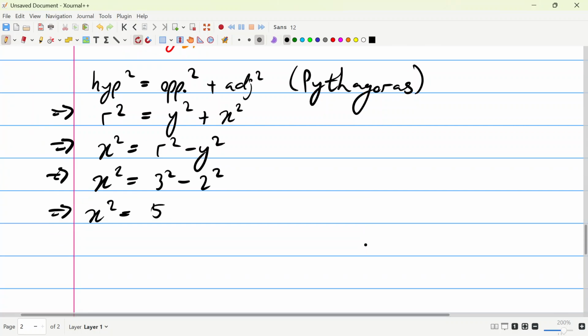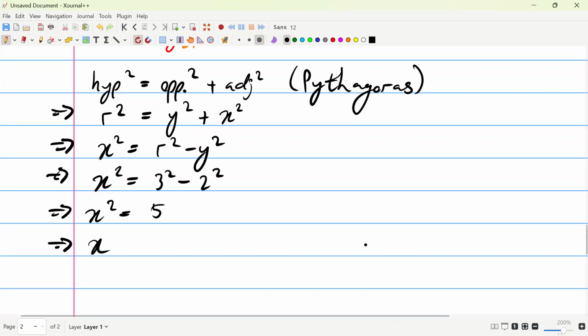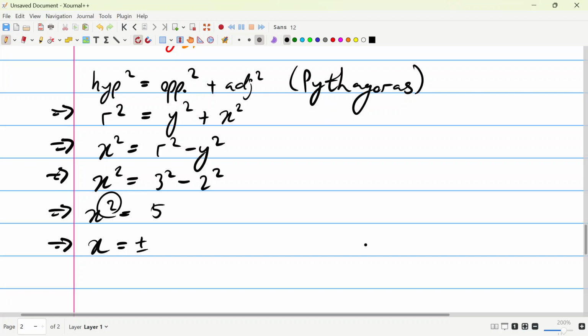And then from here, we are going to have to square root both sides, okay? Because whenever you have a square, you want to get rid of that square by square rooting both sides. So we have x is equal to plus or minus. Remember, it's an even exponent. So we'll take plus minus the square root of 5. Okay.